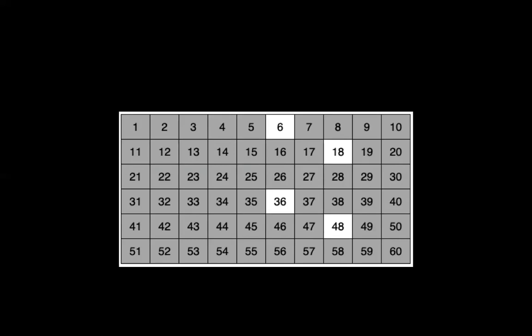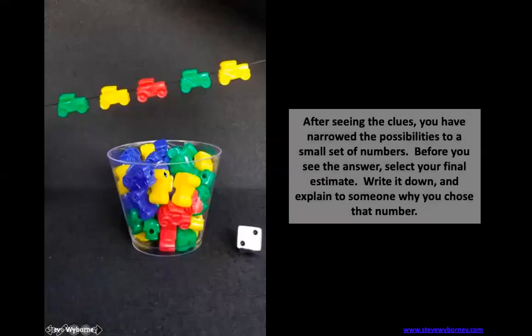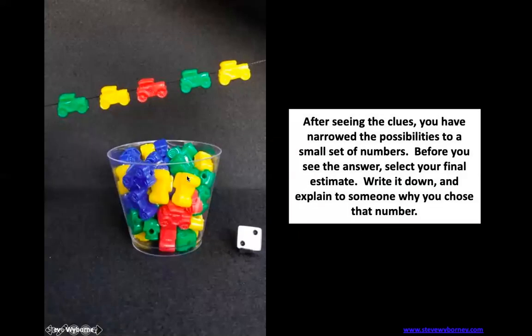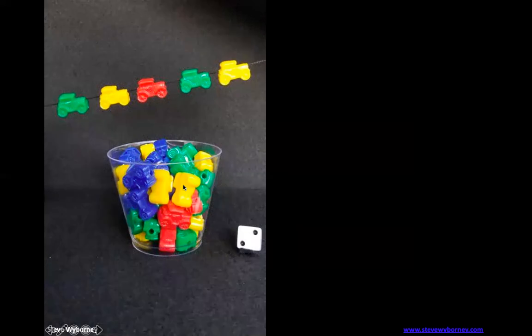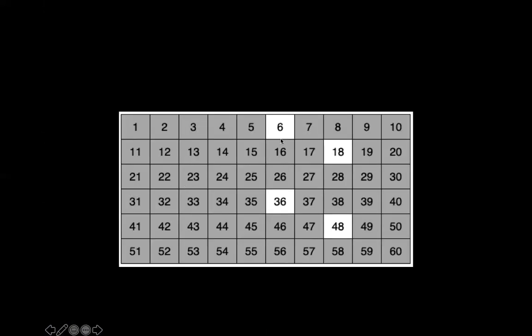Now, to be honest with you, it's probably not 6 because we saw that there were 5 above the car as it was. See, check that out. There's 5. There's more than one here. So now, really, we're looking at 18, 36, or 48. Go ahead and write down your final estimate. And I want you to take a few seconds and tell somebody in the room what your final estimate was and why you chose that number.